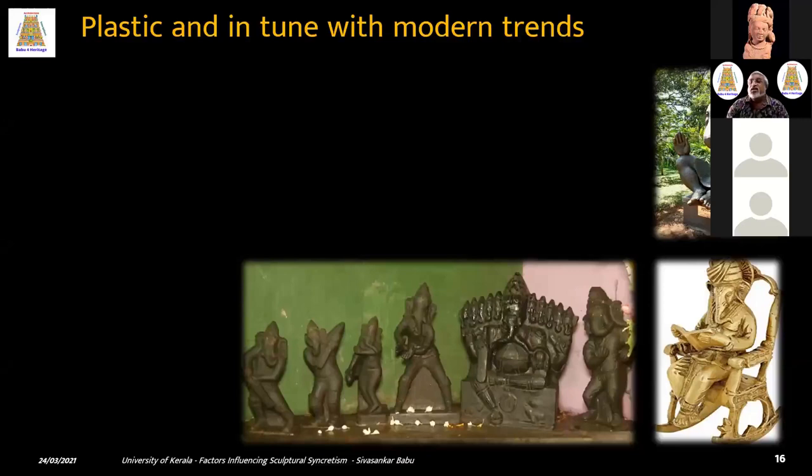Here Ganapati is the all-prevalent batsman, this is a Dhoni form, and you can identify the players as a wicket keeper, a bowler, a straight drive, a cover drive, and one getting ready to bowl. All four sorts are there. This is under regular puja. So this is total syncretism with cricket, and so Ganapati is a sportsman. And he is in tune with latest developments.